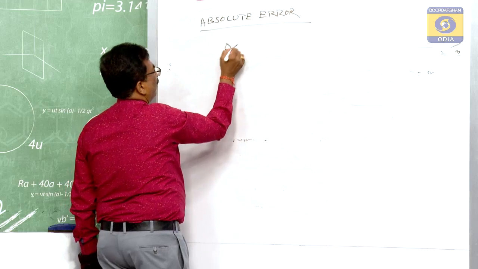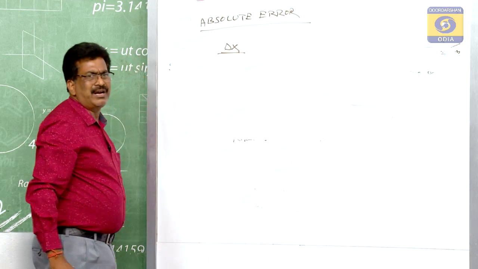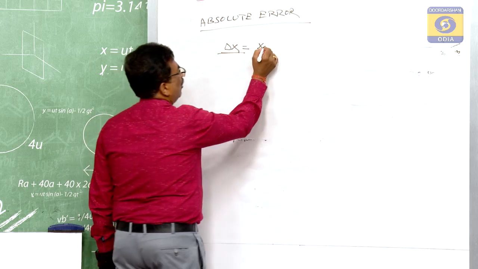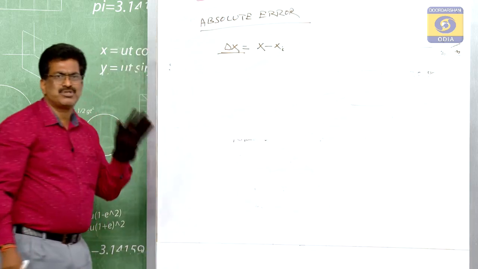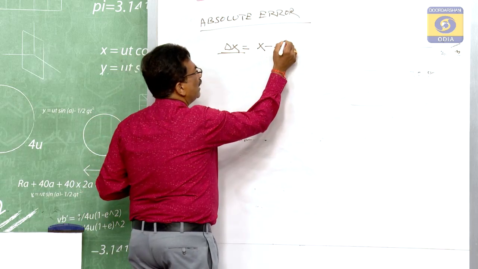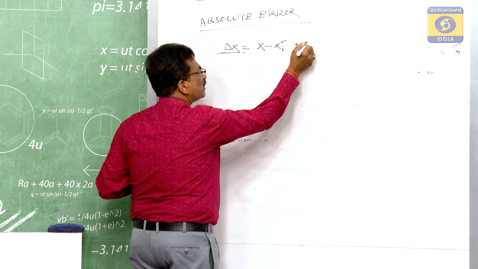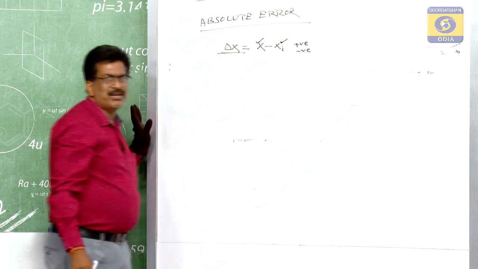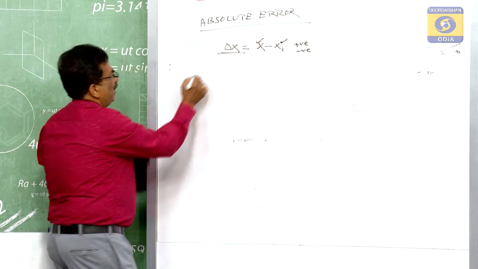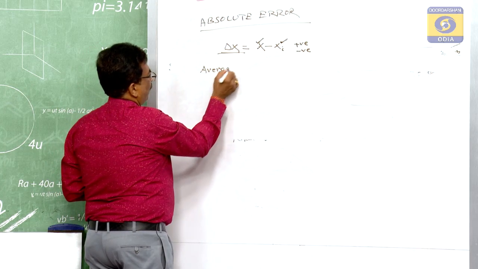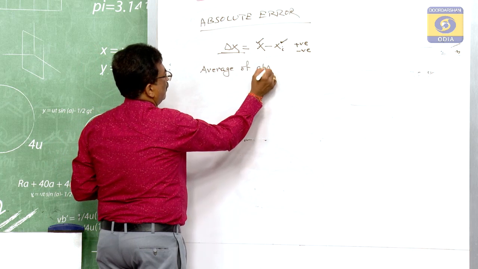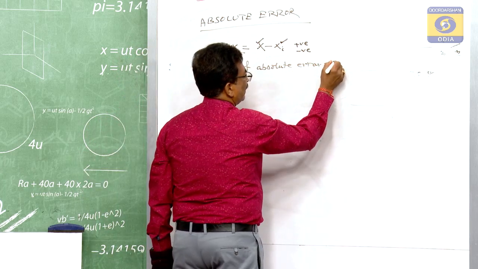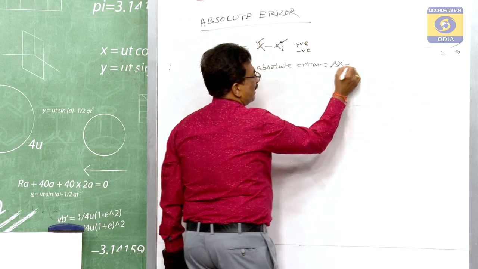The absolute error is always expressed as del x, the change between the mean value x and each of the observed values. When the observed value is less than the mean, it is positive. When the observed value is more than the mean, it is negative. If you take the average of the absolute error, that is the average absolute error.